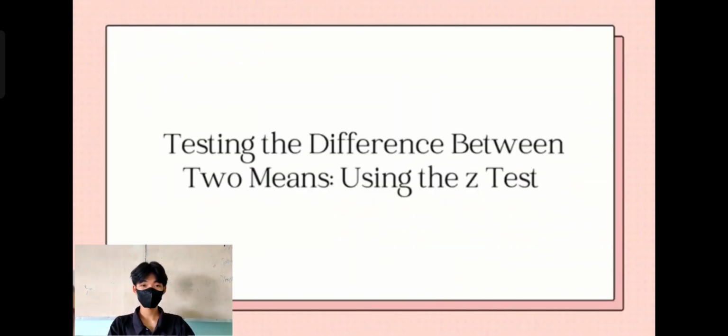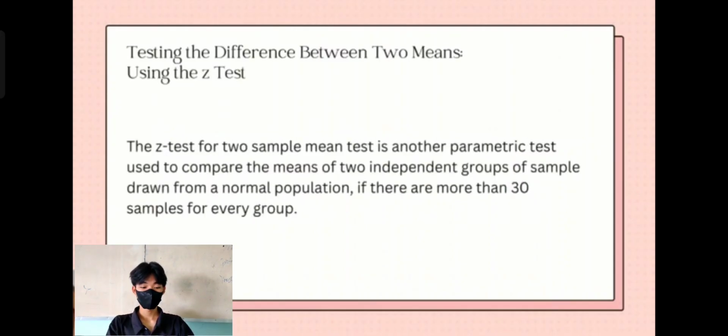Testing the difference between two means using the z-test. The z-test for two sample means is another parametric test used to compare the means of two independent groups of samples drawn from a normal population if there are more than 30 samples for every group.